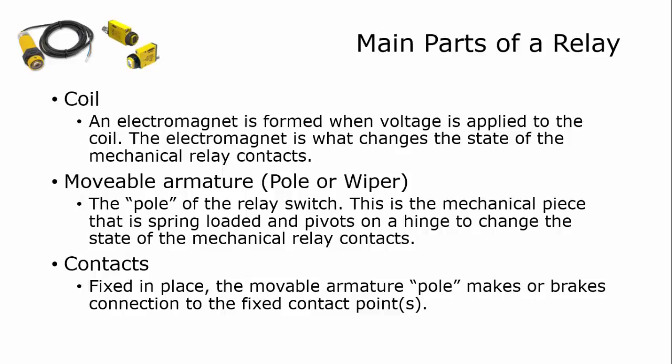And the contacts, which are fixed in place, are what the movable pole makes and breaks as far as contacts when the electromagnetic field moves or pivots the pole either to the open contacts or to the closed contacts.